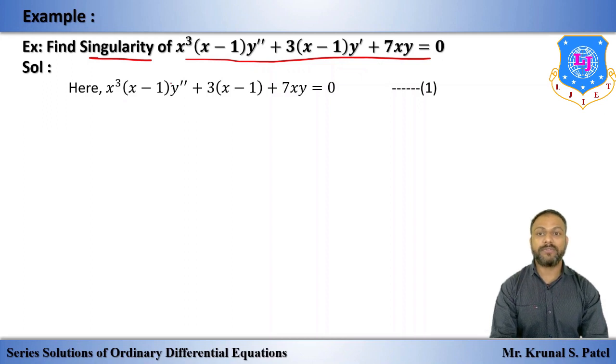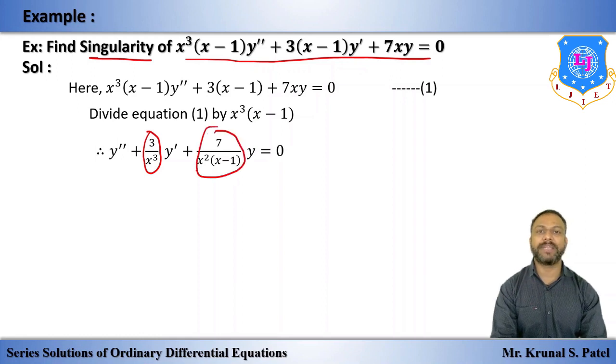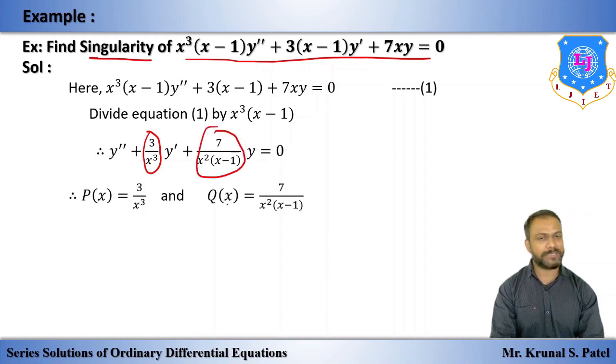Now as I told, we have to make the coefficient of y double dash 1. So we will divide equation number 1 by x cube into x minus 1. We get the equation y double dash plus, if we divide this, this will be cancelled out, and 3 by x cube. In a similar way, 7x divided by this, x will be cancelled out, so x square into x minus 1 in the denominator. Now here we have P of x and Q of x, capital P of x and capital Q of x.